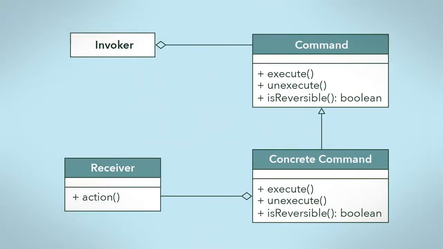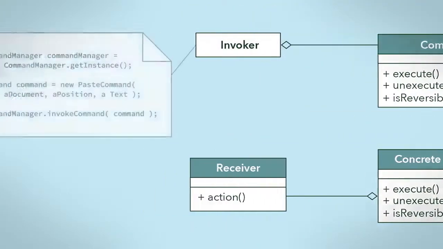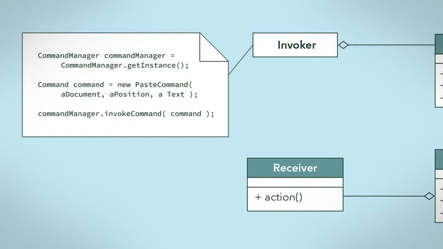The source code for the invoker is done in simple steps. First, it will need a reference to the command manager, which is the object that manages the history and redo lists. The invoker then creates the command object with the information needed to complete the command, then calls the command manager to execute the command.